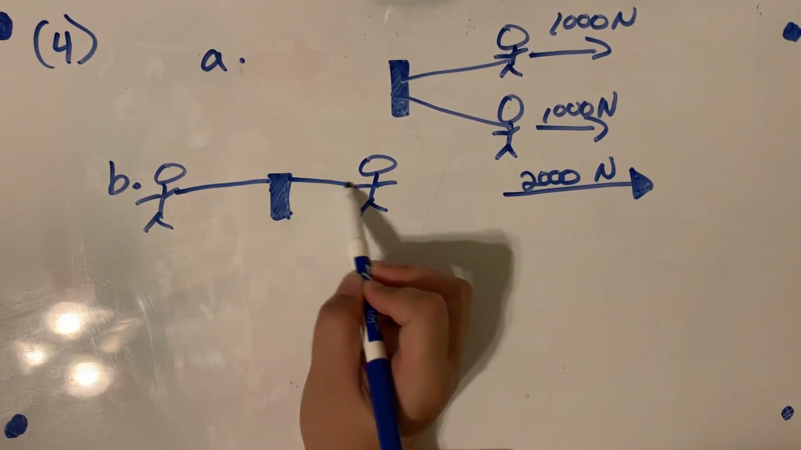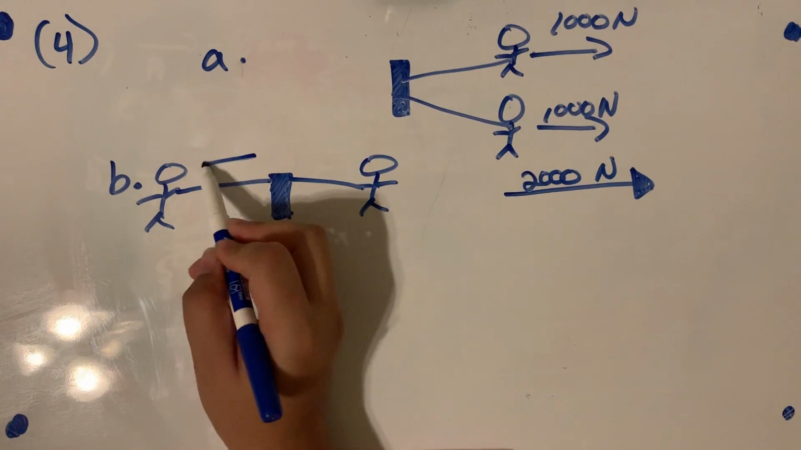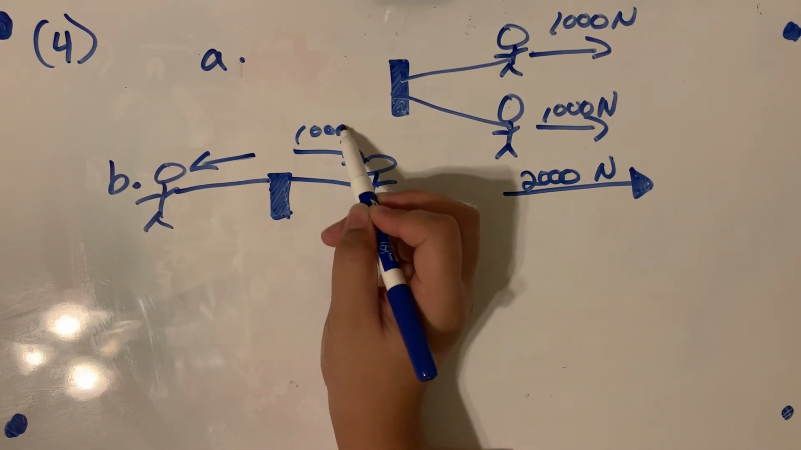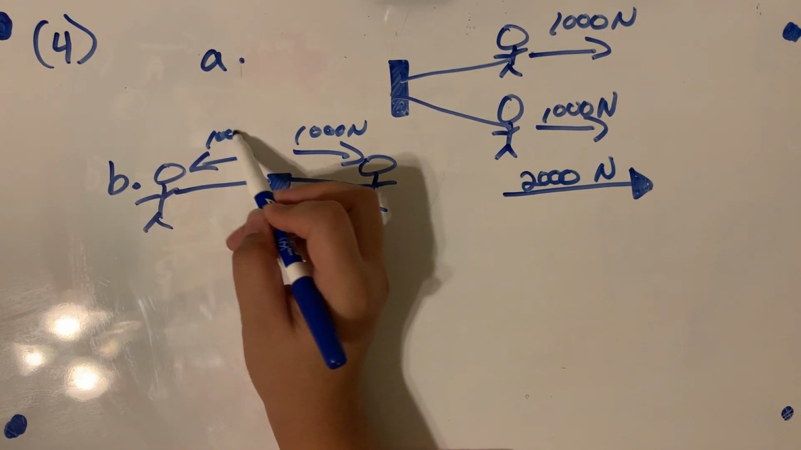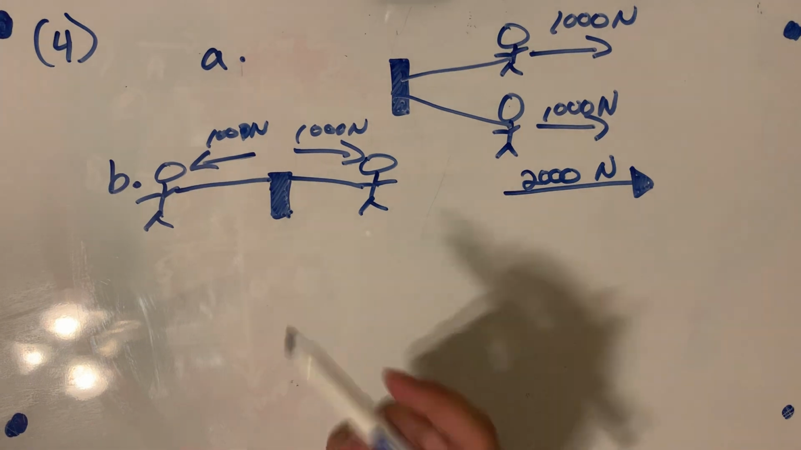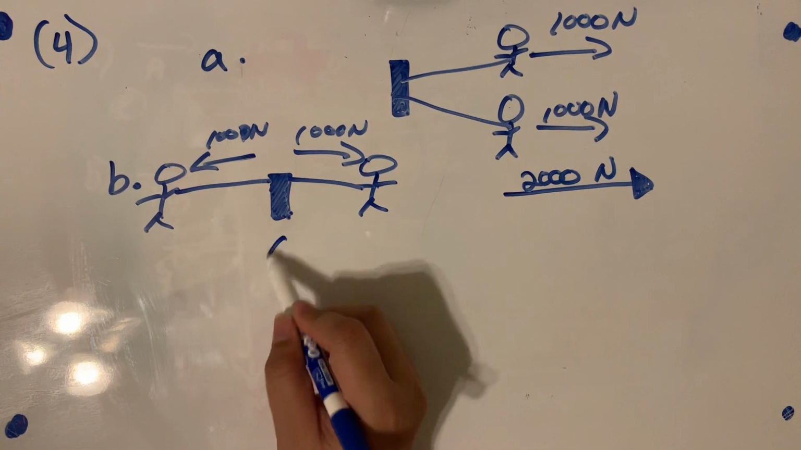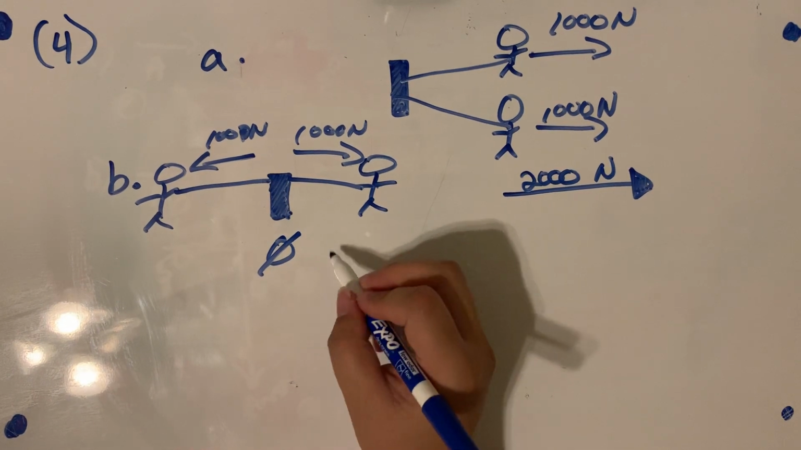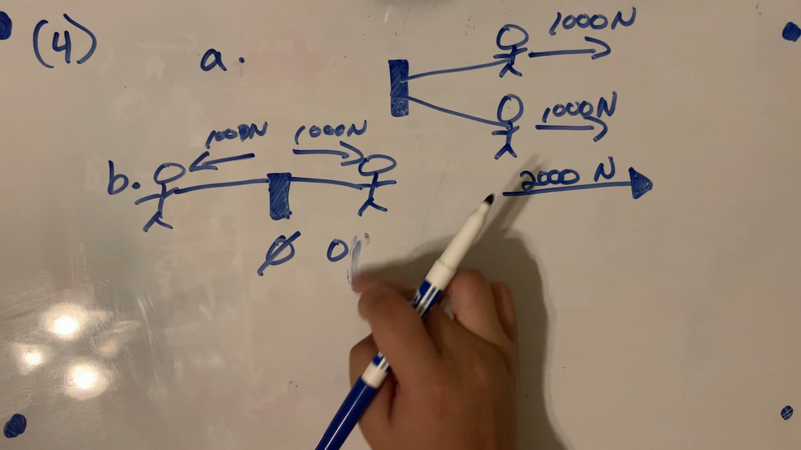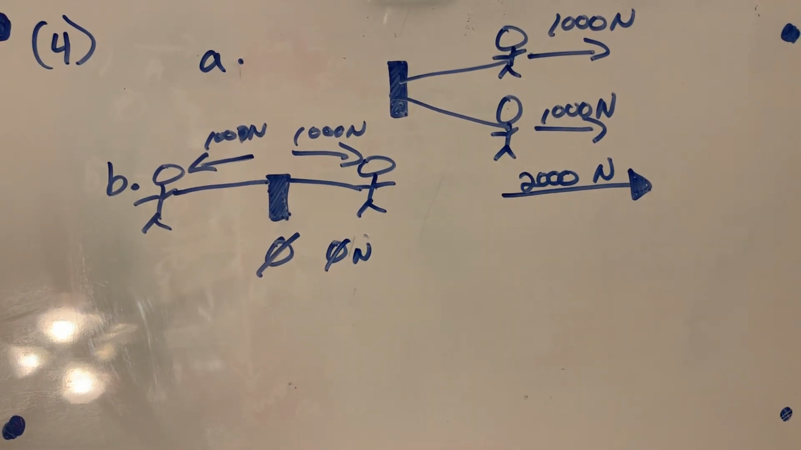Here's the string. Here is the string. They're pulling in opposite directions. So remember, every time I pull, it's gonna be 1,000 newtons. 1,000 newtons. Guess what? Because they're going in opposite directions, what is my resultant vector? 0. So it's gonna be 0 newtons.